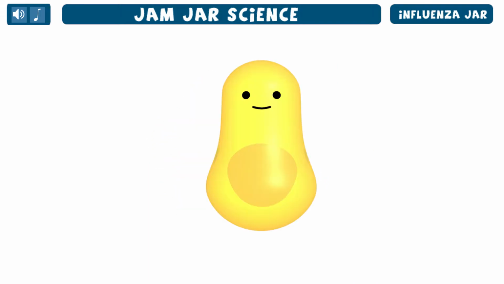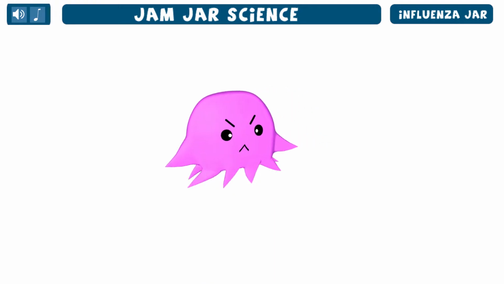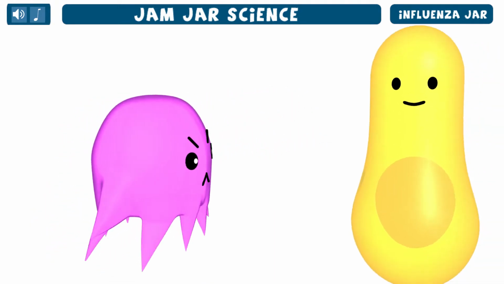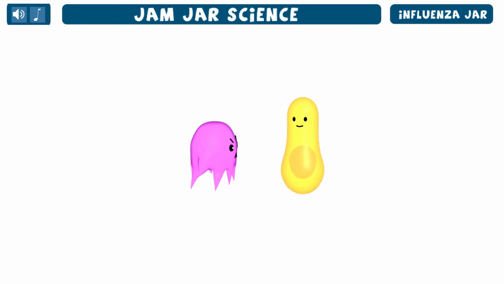When influenza virus enters the body, it will bind to the body cells in the nasal passages. It does this using its receptors. Tap the screen to see the influenza cell come into contact with the body cell.